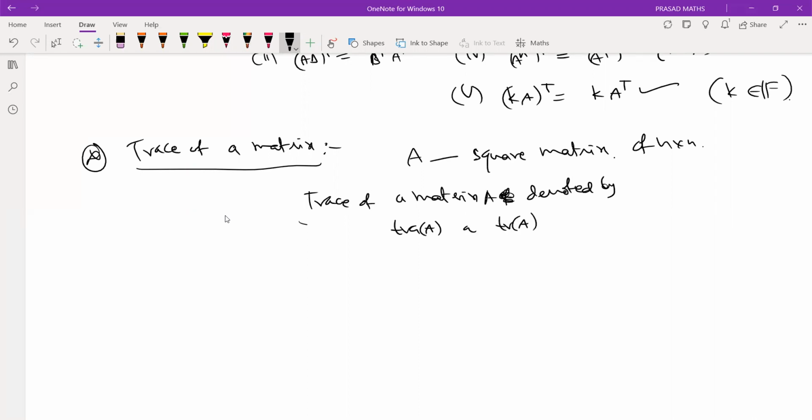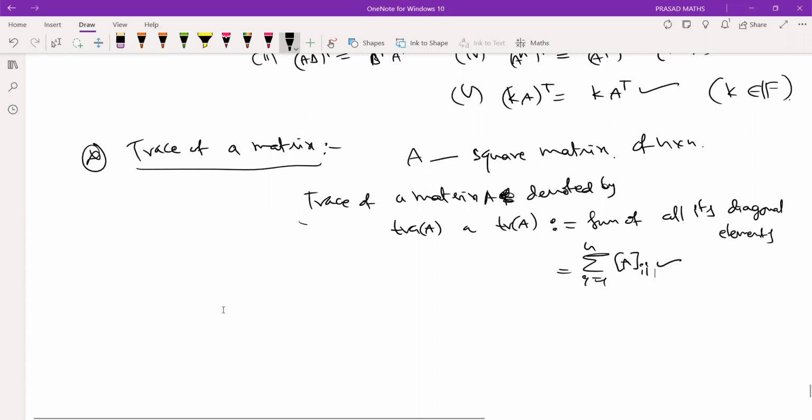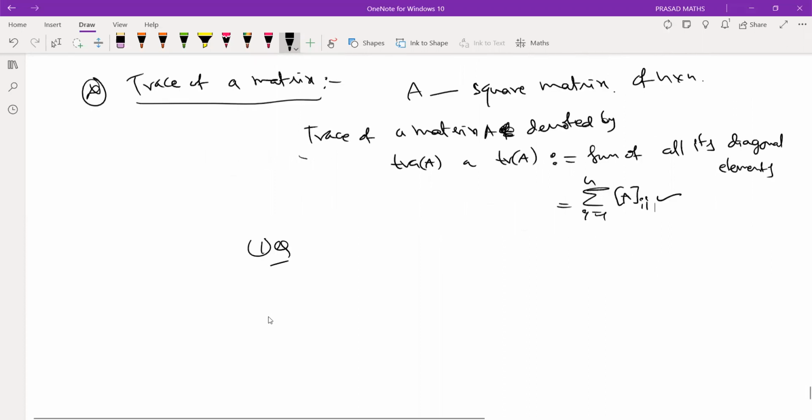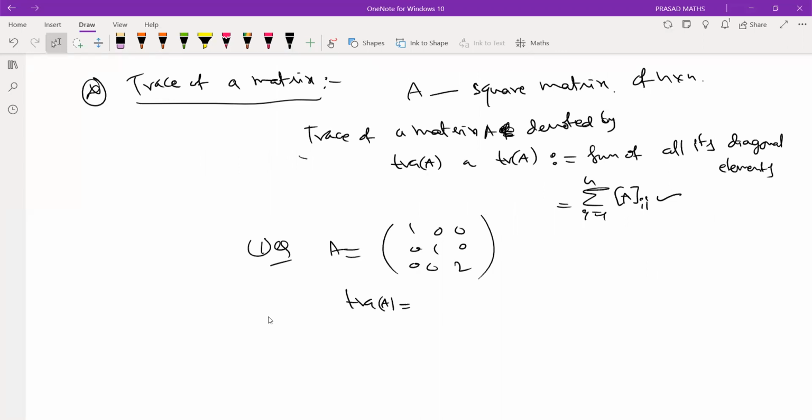So what is my definition? It is the sum of all its diagonal elements, that is, the sum from i equals 1 to n of all diagonal entries. Suppose you are going to give an example: A equals 1 0 0, 0 1 0, 0 0 2. What is its trace? Trace is nothing but the sum of all its diagonal entries. That is 1 plus 1 plus 2, which is 4.